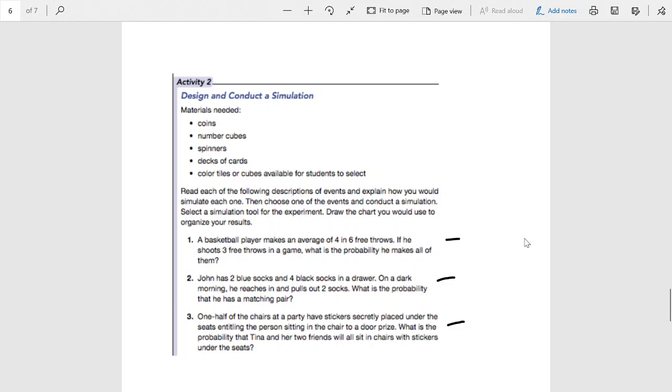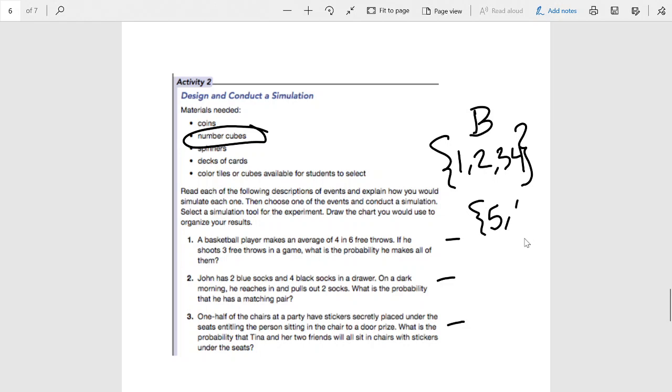Well, this would take some time to do in real life, although a little bit easier than the cereal one. What I would do in this is I would actually use a number cube because that's already split into 6 perfect spaces. And then I would say, well, I need 4 of them to represent making a basket. So maybe 1, 2, 3, and 4 would be making a basket. And then I would say 5 and 6 would be not making the basket.